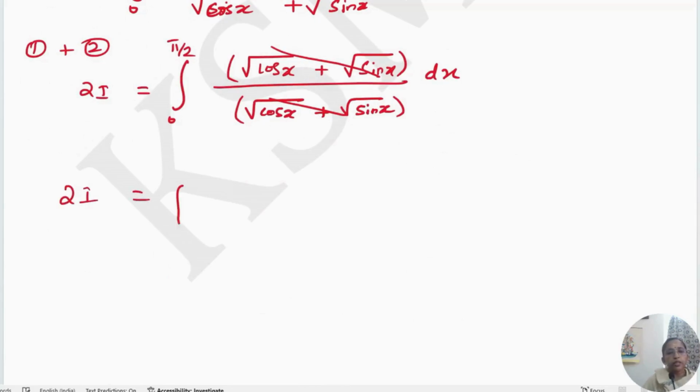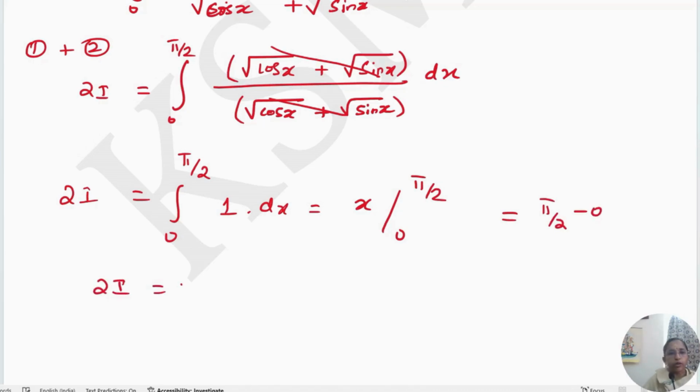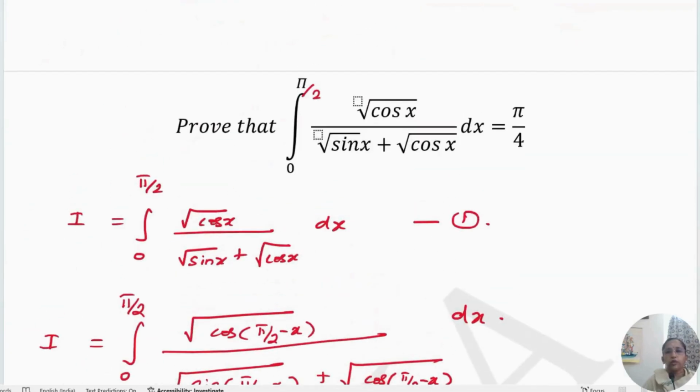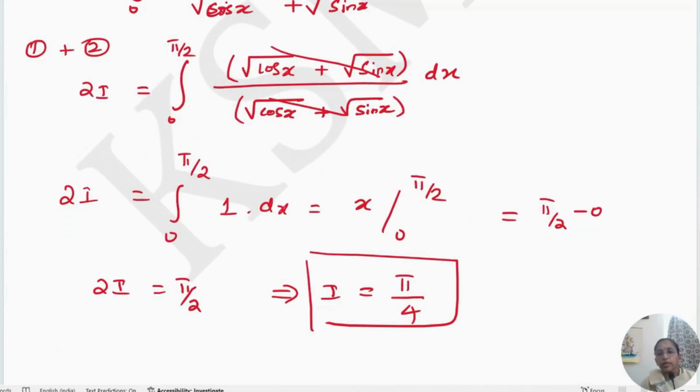So integration 0 to pi by 2, 1 into dx. So this will be x with the limit 0 to pi by 2, so this is pi by 2 minus 0. So 2I is equal to pi by 2, whereas I is equal to pi by 4. So this is our requirement. Look at your question: you have to prove it with pi by 4. So you can say hence proved.